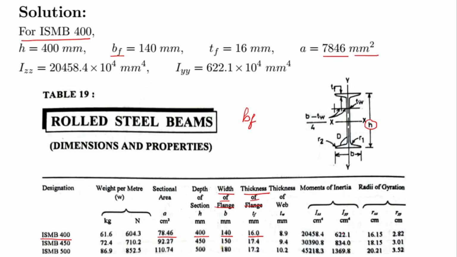Next, IZZ, it is also given in centimeter, but I have written in mm to the power 4. So that's why I have multiplied the given value of IZZ with 10 to the power 4. The same thing is valid for IYY. The given value is multiplied by 10 to the power 4 to convert centimeter to mm.